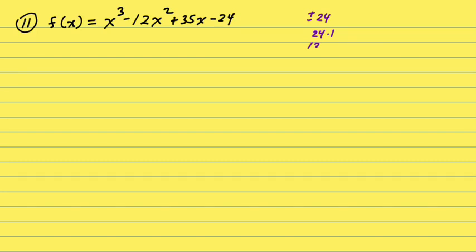What else? 12 times 2 is 24. Is 8 times 3 24? Does 4 go into 24? 6 times 4 is 24. 5, no. 6 I already have. So what are my possibilities? Positive, negative 24, positive, negative 12, positive or negative 8, positive or negative 6, positive, negative 4, positive, negative 3, positive, negative 2, positive, negative 1.